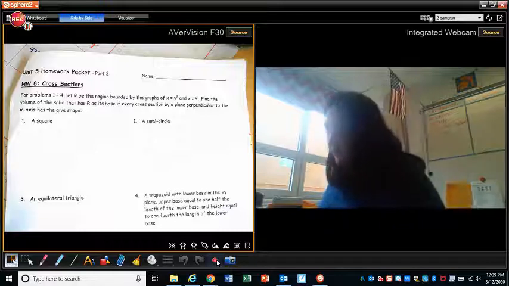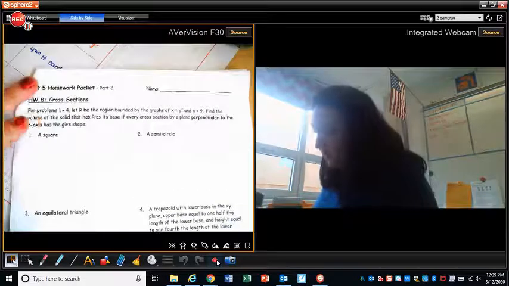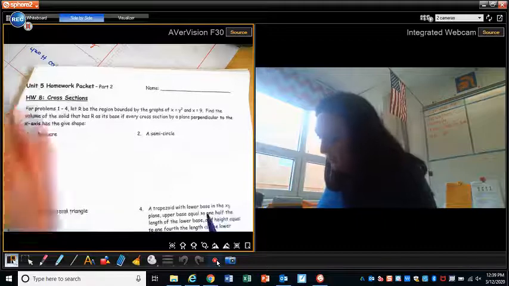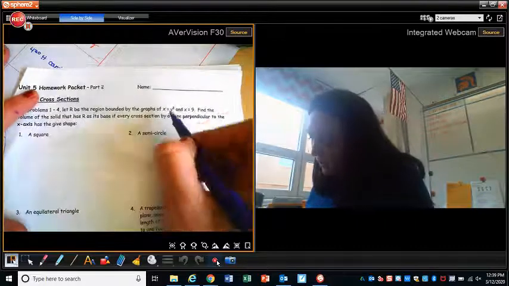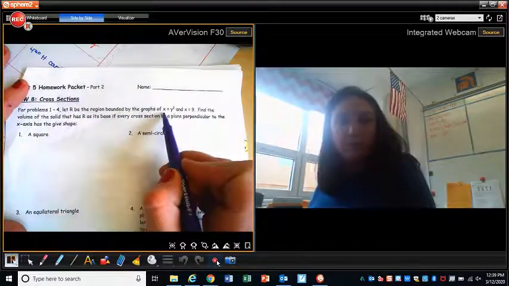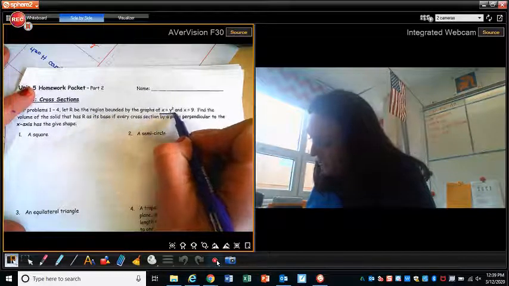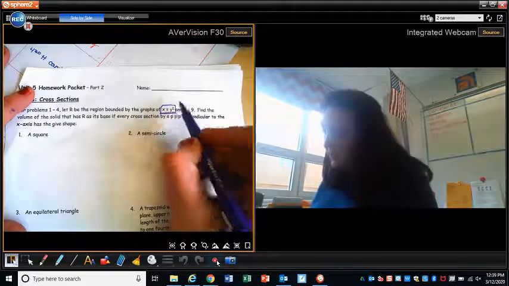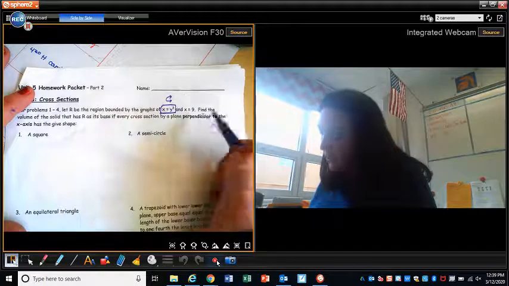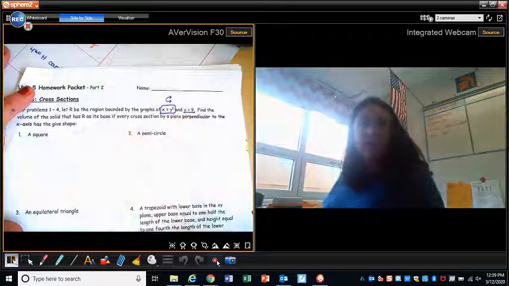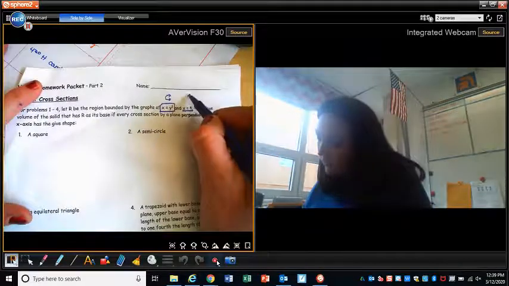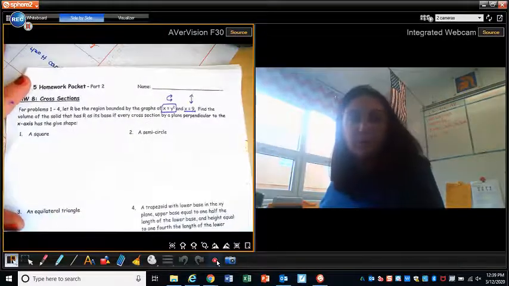Hi guys, I'm going to work through some problems from homework number 8. For the first 4 problems, everything is based off of the same equation here. It says the region bounded by x equals y squared. We know that that's a sideways parabola. It's going to open to the right. And x equals 9, which is just going to be a vertical line. It's going to go through 9.